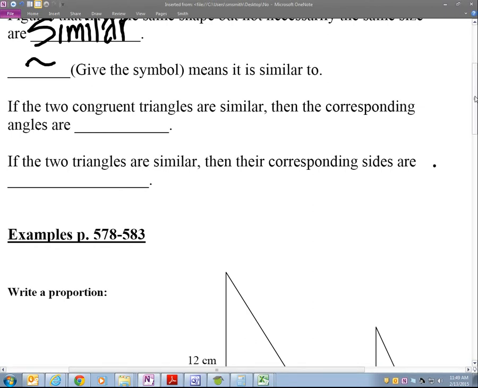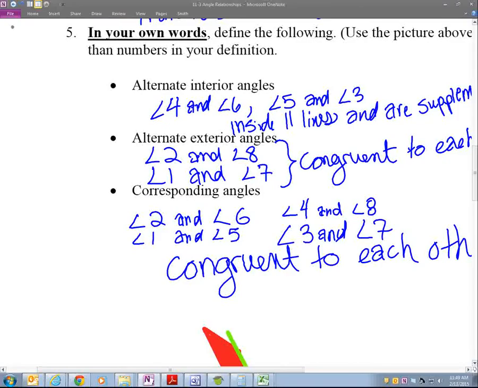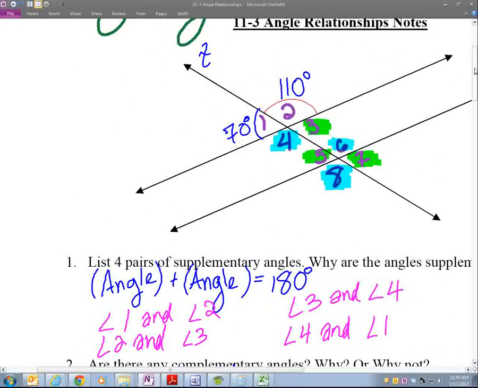Like the transversal. The corresponding angles for the transversal: angle 3 and angle 7, those are corresponding spots. They're the lower right of that transversal that goes through parallel lines. Okay? Angle 2 and angle 6, those are corresponding spots. We had that a couple days ago.